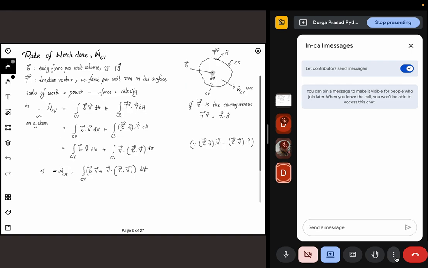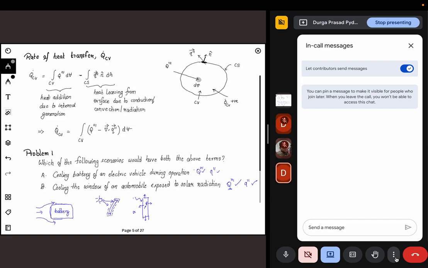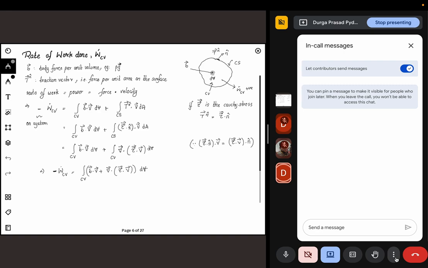Now this is only with respect to the first term. We have two terms in our energy equation, Q dot CV and W dot CV. Now coming to the next term, W dot CV is basically the rate of work done. Whenever we have work done, the rate of work done is power, that is force times velocity. So we have two different kinds of forces. One is a body force, which is happening within the volume, and then we have surface forces, which are because of some traction vector.